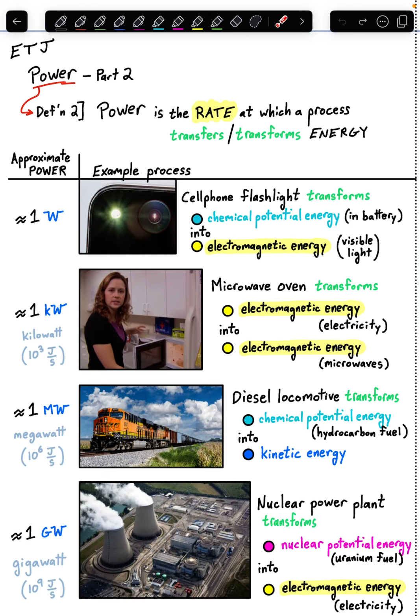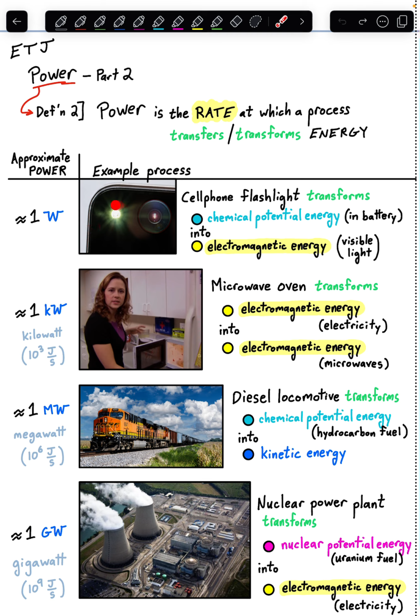The concept of power, part two. Our other definition for power is the rate at which a process transfers or transforms energy. So here are some example processes and the approximate power associated with them.